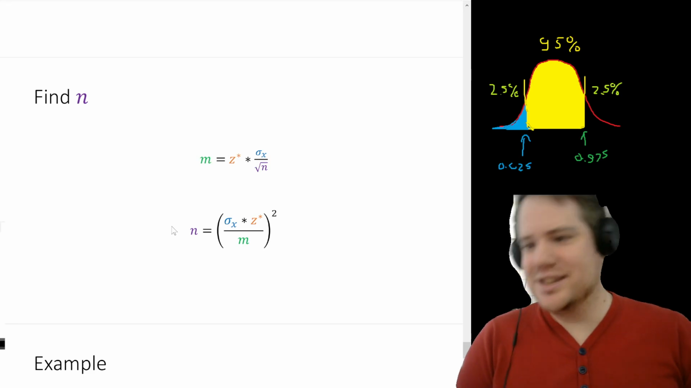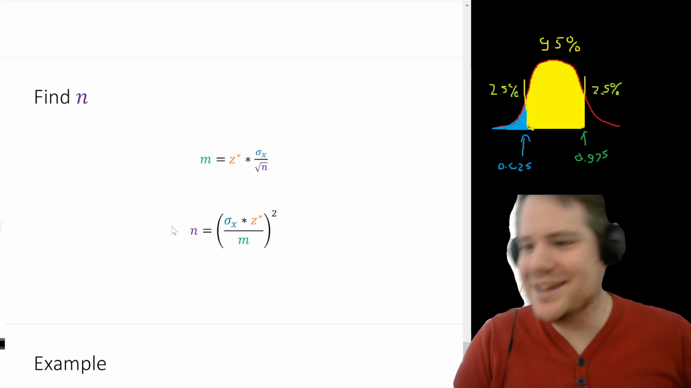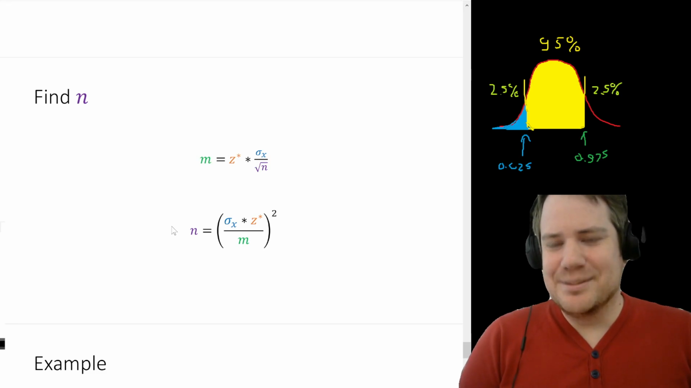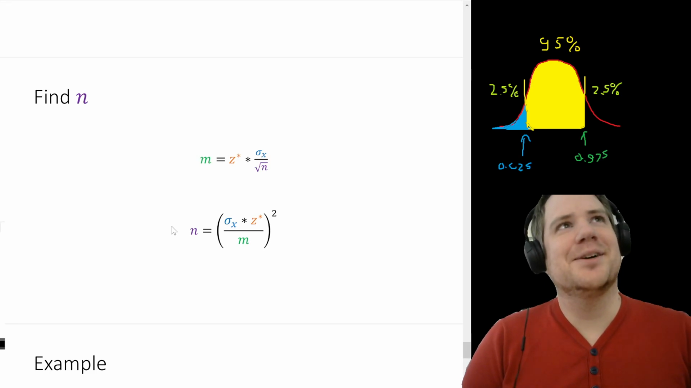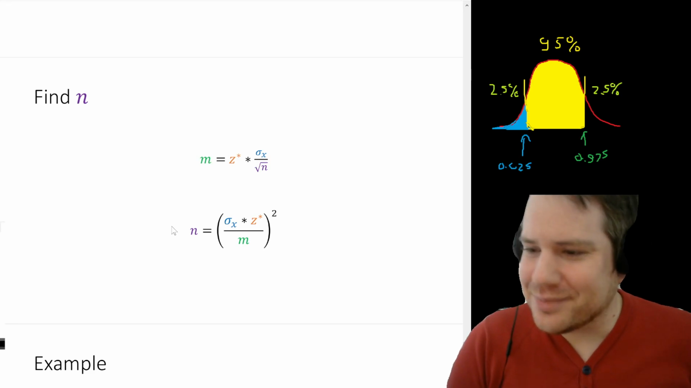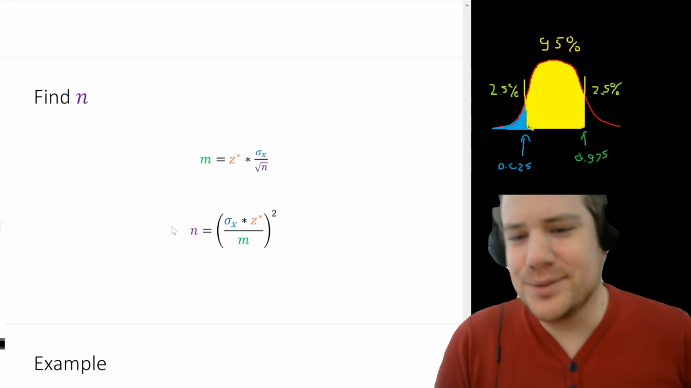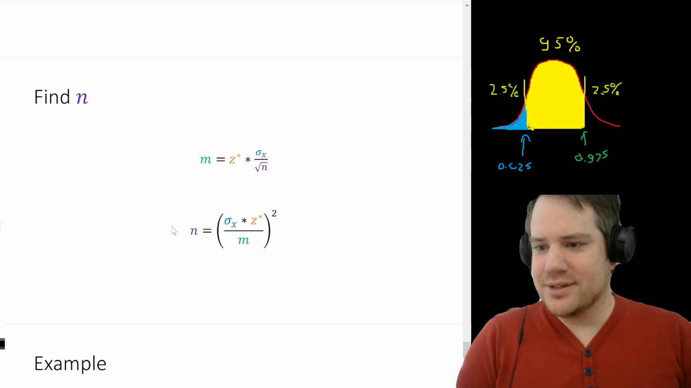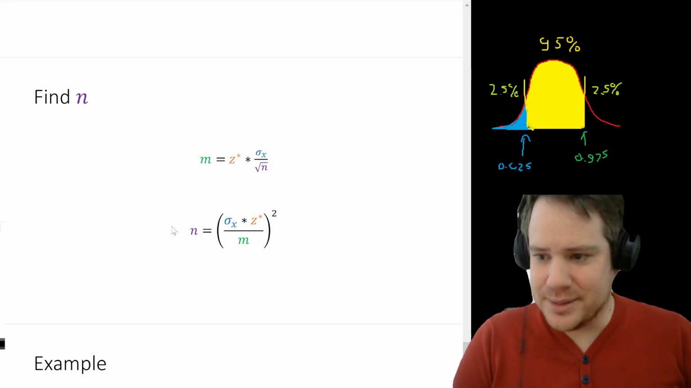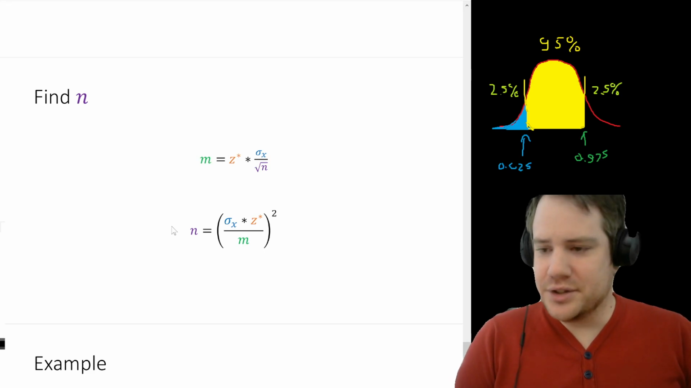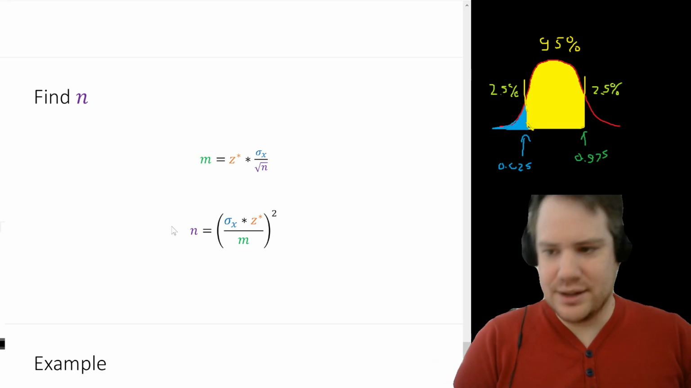Now, of course, samples are random, you can be a bit unlucky, etc. But because the standard deviation is known, you can use this method to determine what the sample size needs to be so that you get the width that you desire in the end.